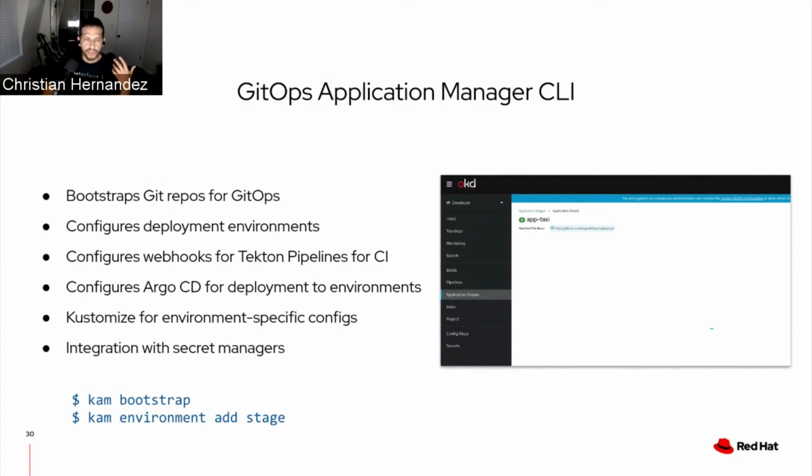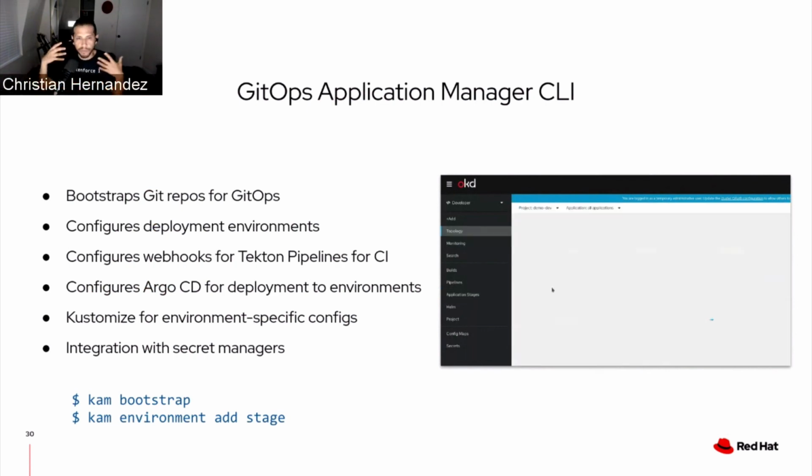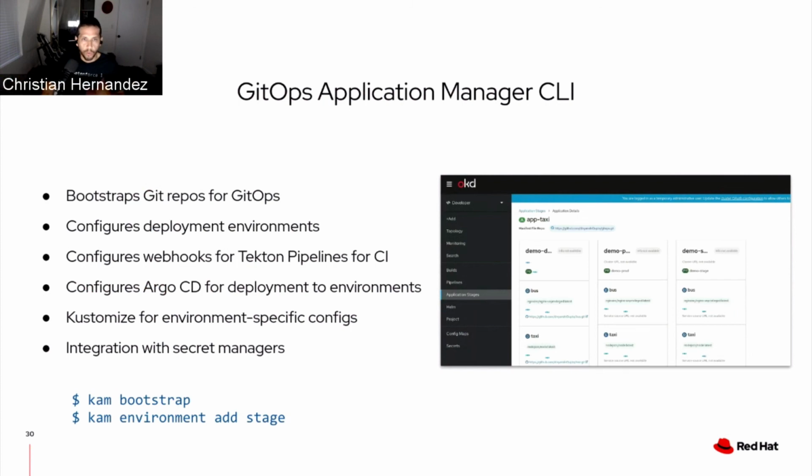part of that is having an opinionated application manager CLI, or what we call the kam bootstrap. The idea behind this is that it takes you from zero to GitOps. So if you're starting out, you're a developer sitting down for the first time, and you say, okay, I want to do this GitOps thing, where do I start? The kam bootstrap gives you an opinionated way of doing everything I just described: CI/CD with cloud native CI/CD, OpenShift GitOps, and pipelines.